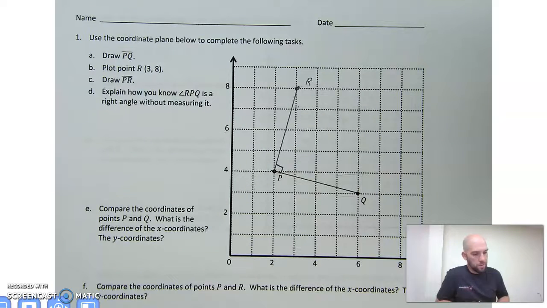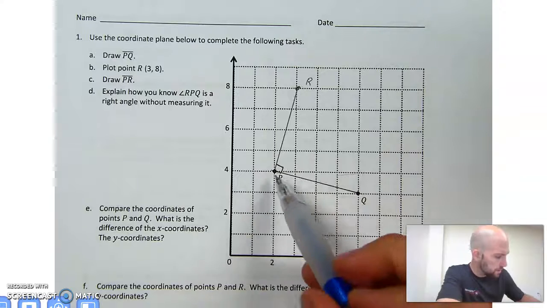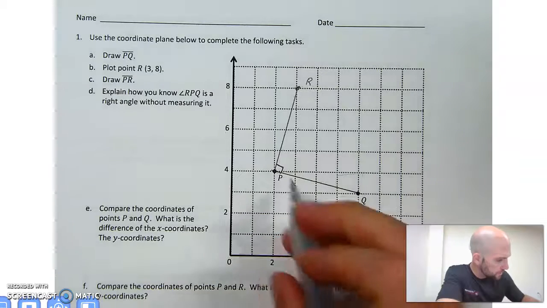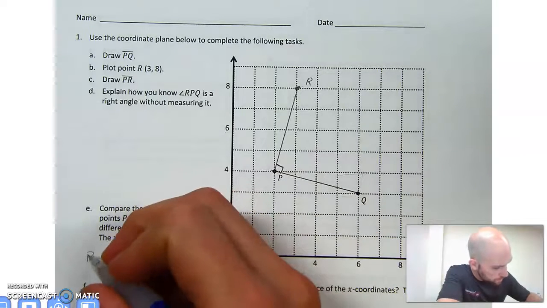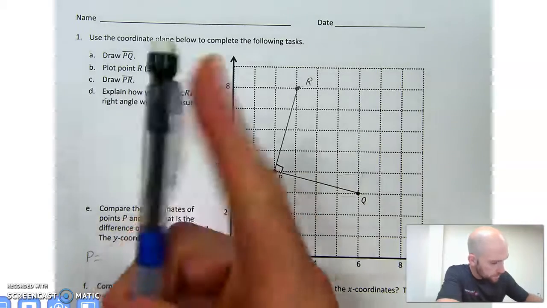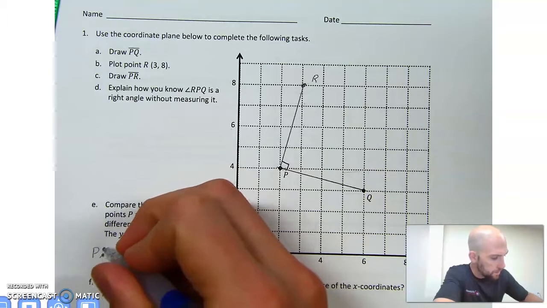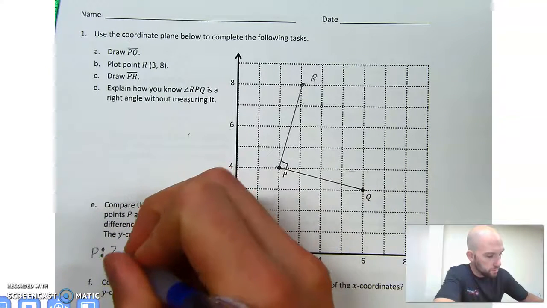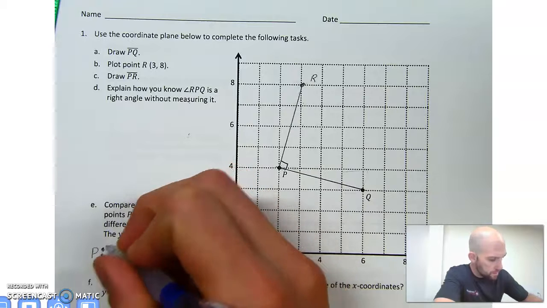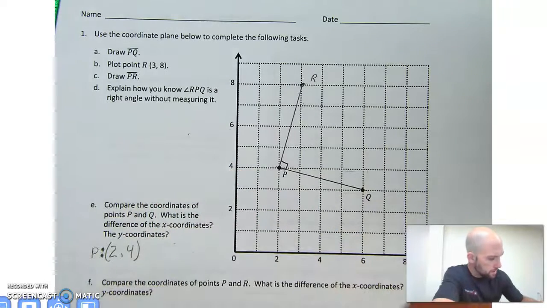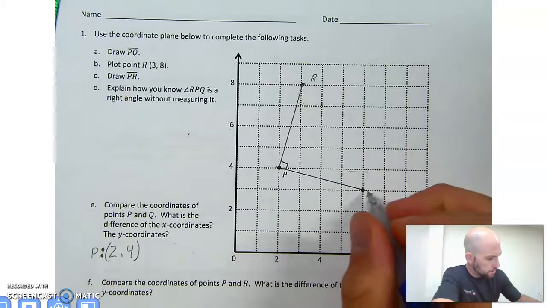Letter E says compare the coordinates of points P and Q. What is the difference of the x coordinates and the y coordinates? So let's look at P and Q. I'll just do a colon here. P is 2, 4, and Q is 6, 3.